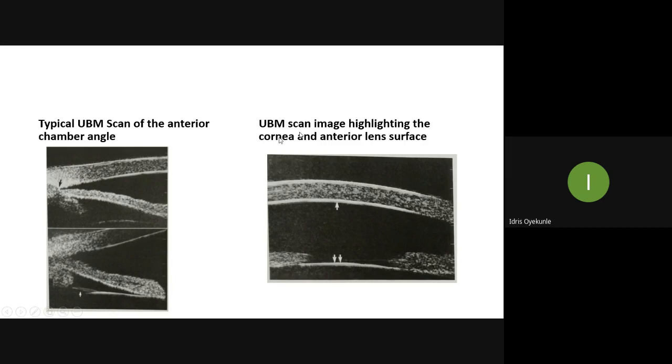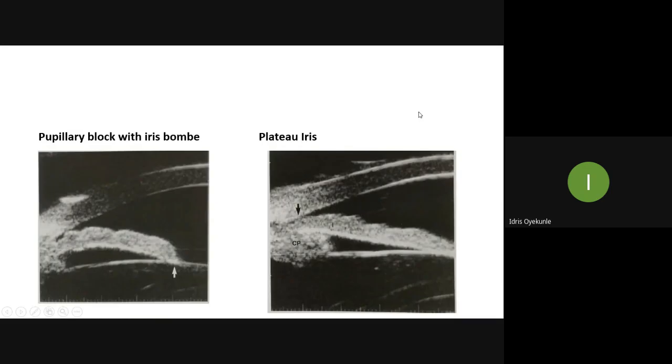So here we can see the anterior capsule and also the iris here. It gives this very nice resolution, and it's been used to see, assess and know more about what happens in certain forms of glaucoma.